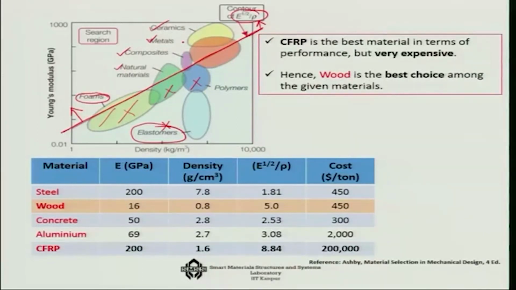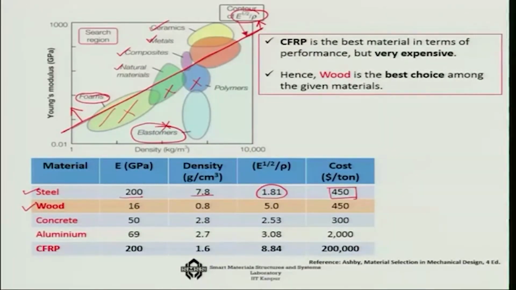First we start with the cheapest material, that is steel. Modulus of elasticity is about 200 gigapascal, density is about 7.8 gram per cc, and square root over E by rho will come to something like 1.81. Cost is about $450 per ton, so it is one of the cheapest. So 1.81 we are getting.